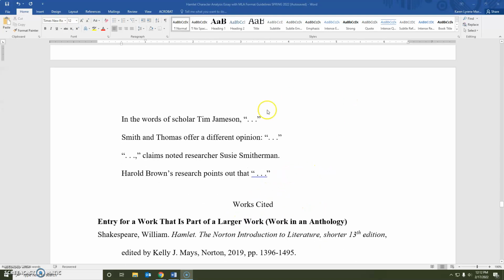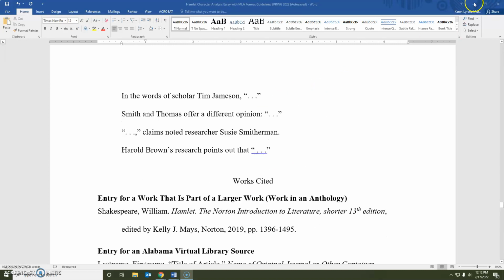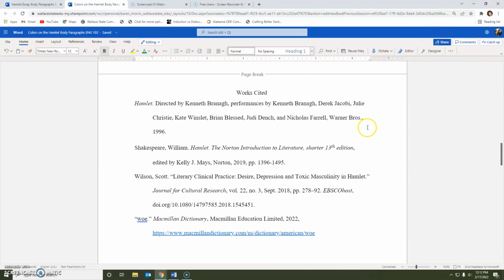It's just redundant. So works cited is important. Here's a sample of works cited. This is a film, so if you cite a film, make sure that you use the appropriate works cited information for that. Here's a sample of quoting or using the works cited source information needed for a work from an anthology, and you should be using Hamlet from the anthology unless you've been instructed to use another source.